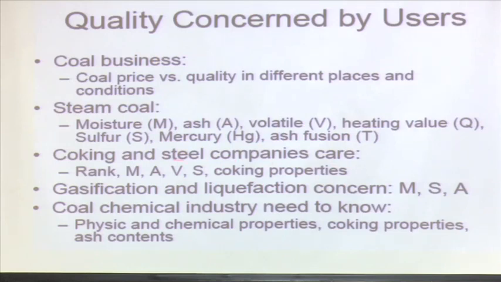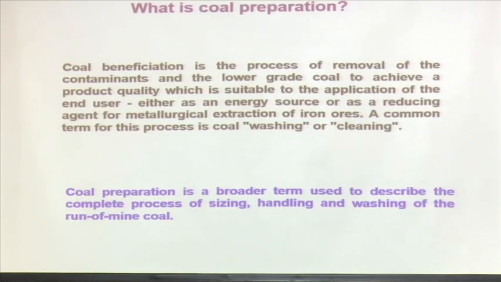Coking and steel companies basically deal with the rank, as they want to know the maturity of the coal. That means indirectly I have some understanding of the nature of that coal, how much inherent moisture will be there, what type of carbon content will be there. But then the moisture, volatile matter, sulfur content, coking properties. For gasification and liquefaction purposes, they are more worried about moisture, sulfur and ash. The coal chemical industry needs to know physical and chemical properties, coking properties, ash contents like that. Okay. So, what is coal preparation then?